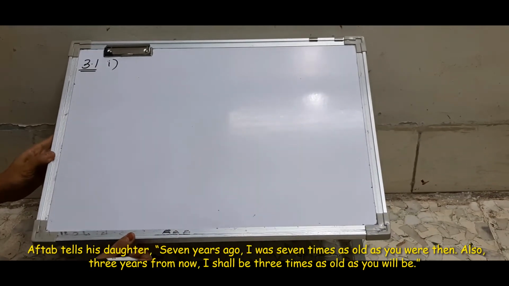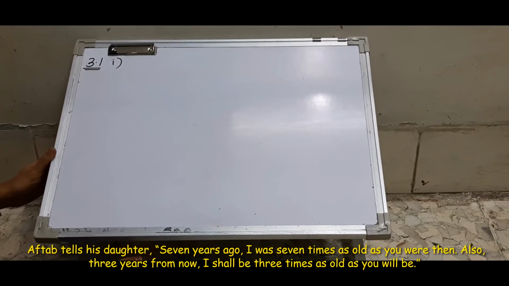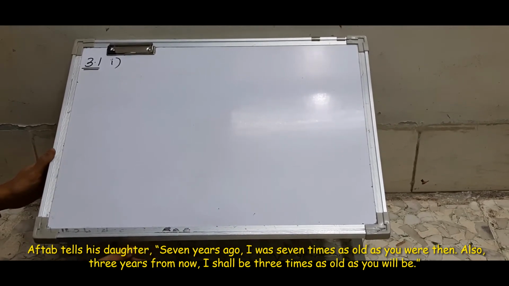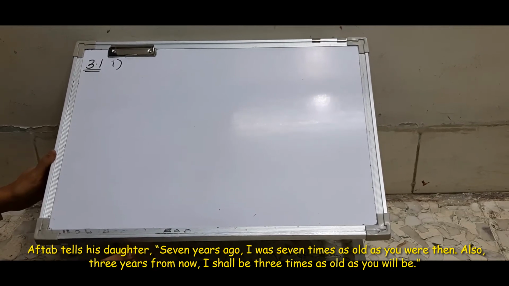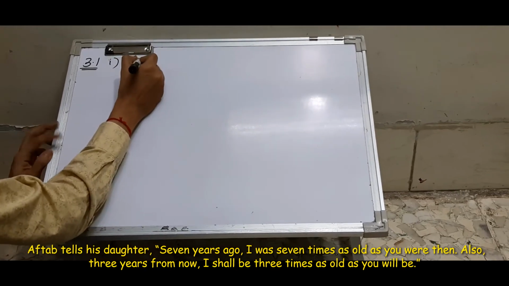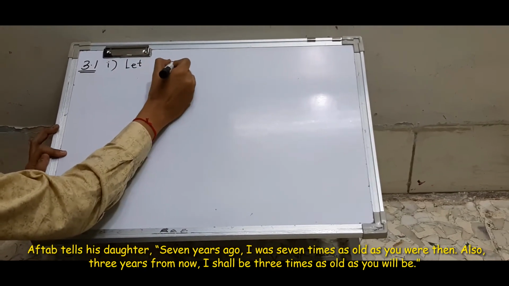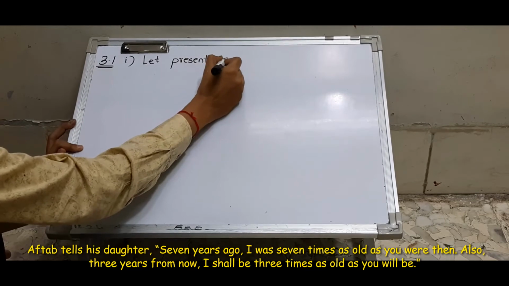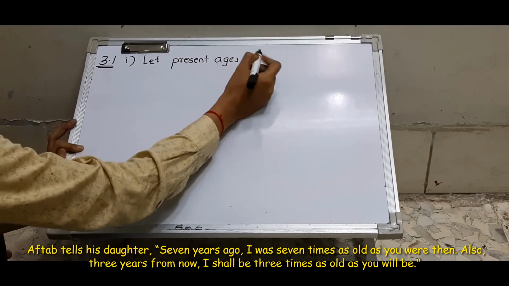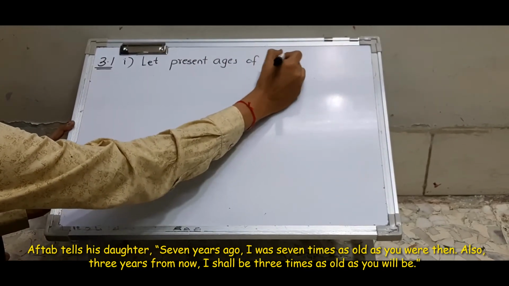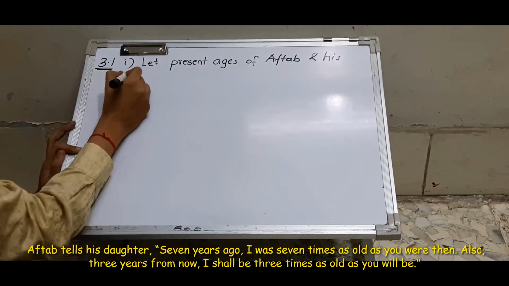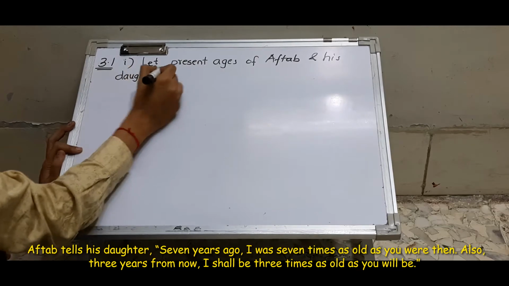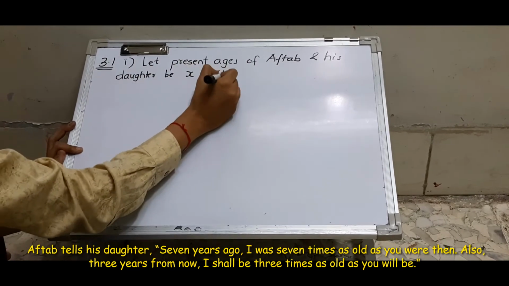Children, let's start with 3.1. First sum. Aftab tells his daughter, 7 years ago I was 7 times as old as you were. So I'll say, let the present ages of Aftab and his daughter be x and y respectively.